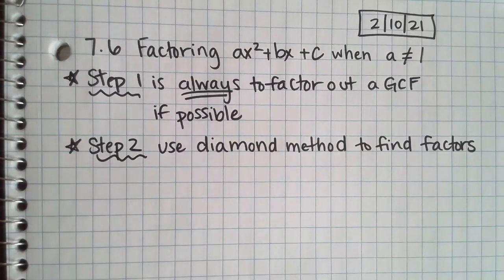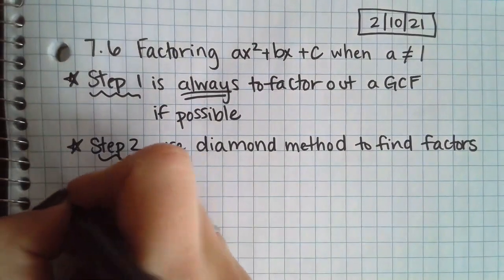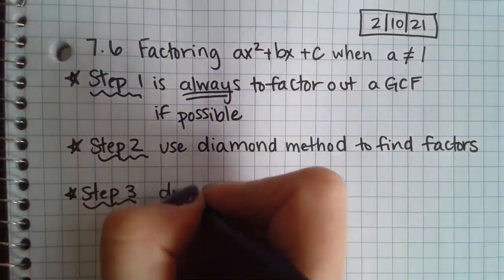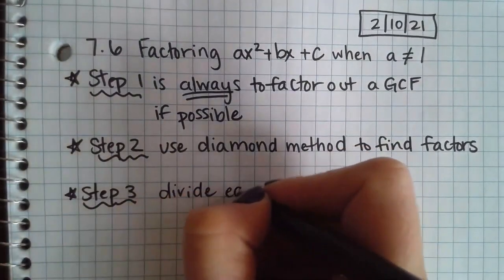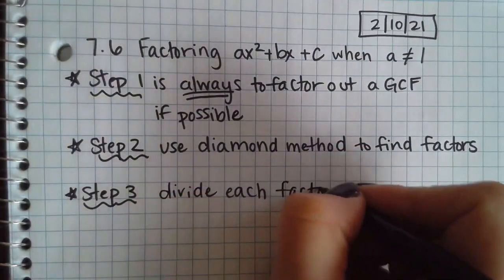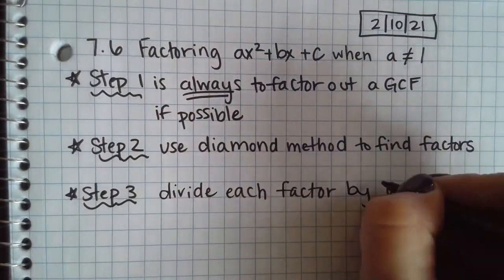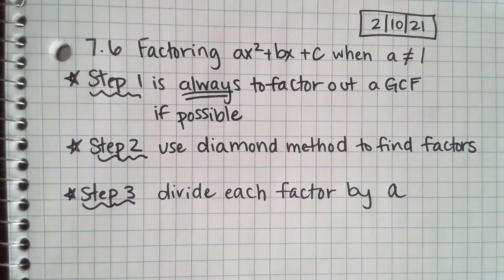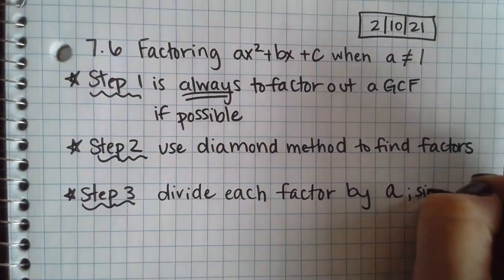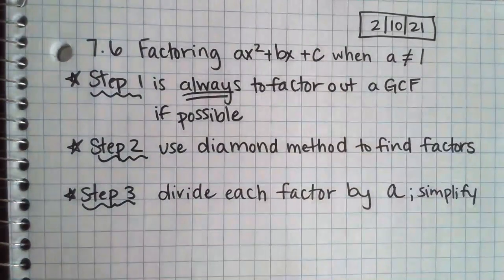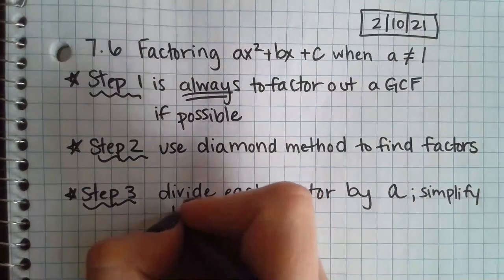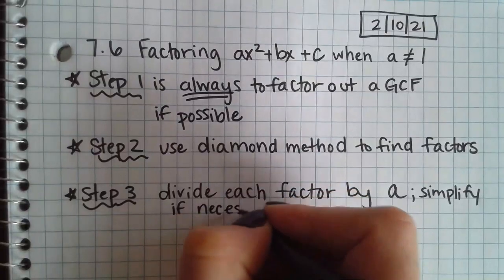So we'll have our X, we'll have our 2 factors on either side, same as always. Step 3 will be divide each factor by A. So whatever your A was, you're going to divide each factor by A, and you will need to simplify if necessary. So if it becomes a fraction, and you can simplify the fraction, you must simplify the fraction.